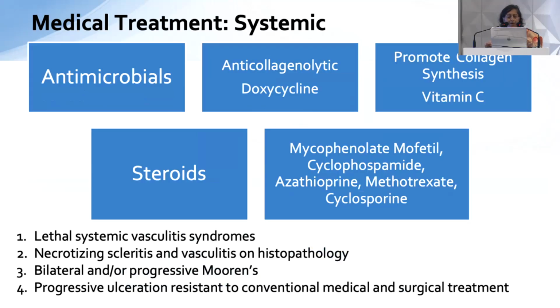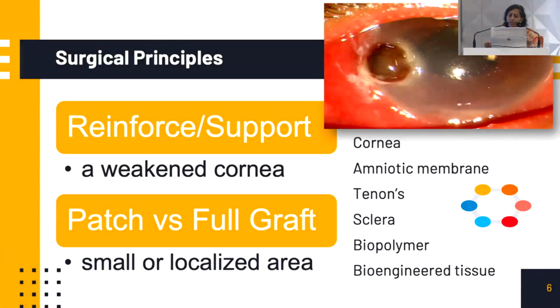And systemic therapy, again, all the principles that have been covered so far, and surgical principles reinforce and support. And here you have a consideration of patch versus a full graft. This is again important to consider. It may look as if it's very challenging and you decide to change the whole cornea.